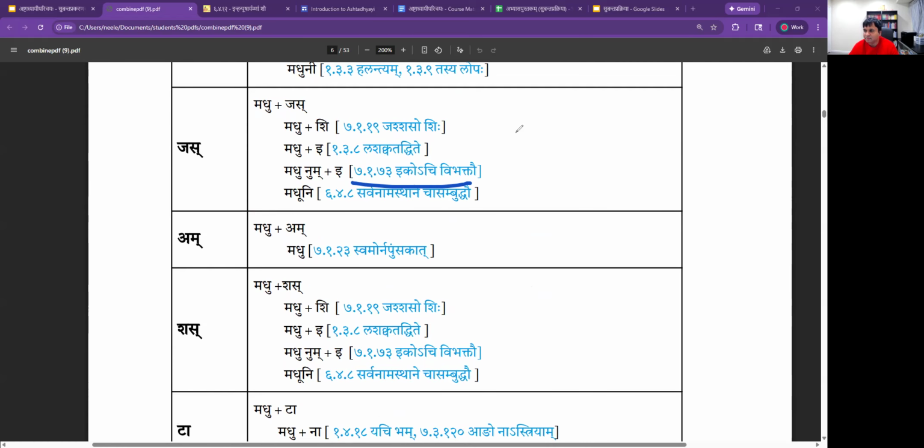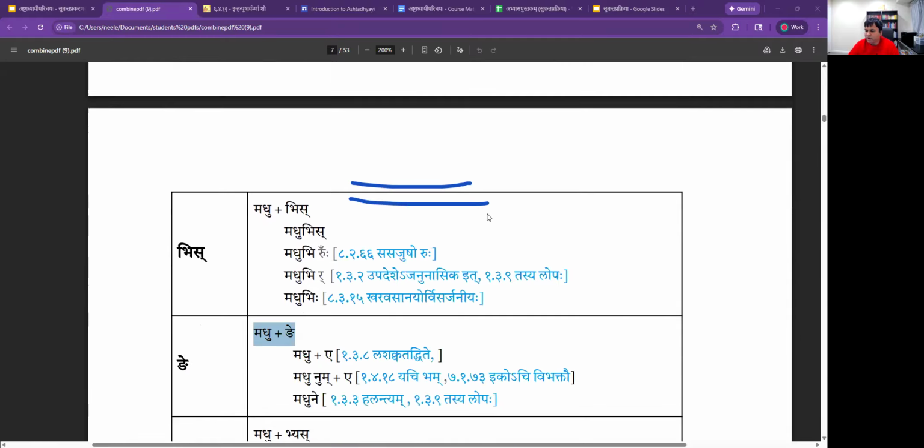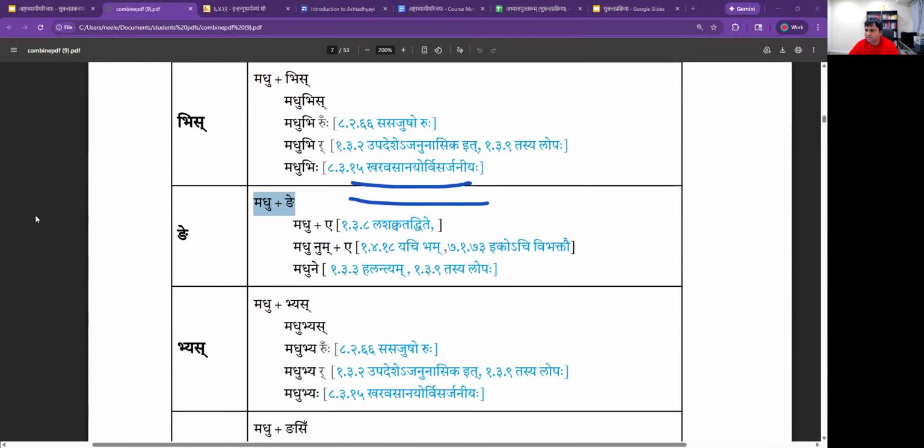इदानीं आफ्टर् दट् सर्वनामस्थाने च असम्बुद्धौ इत्यनेन दीर्घः भवति, तावदेव. Let's go to 4.1. Just explain this part. मधु योगे ने नुम् इकोचि विभक्तौ इति नुमागमे कृते मधुने इति रूपं. परन्तु तत्र इकोचि विभक्तौ इत्यत्र पूर्व विप्रतिषेधः अस्ति. That you have to explain.